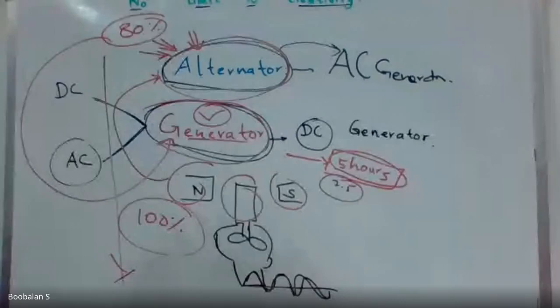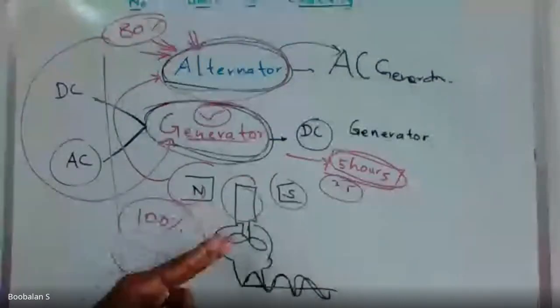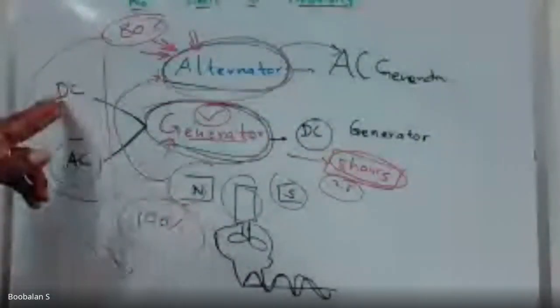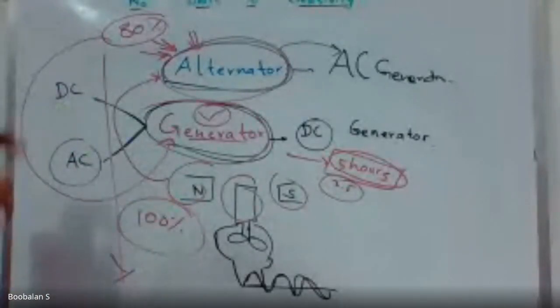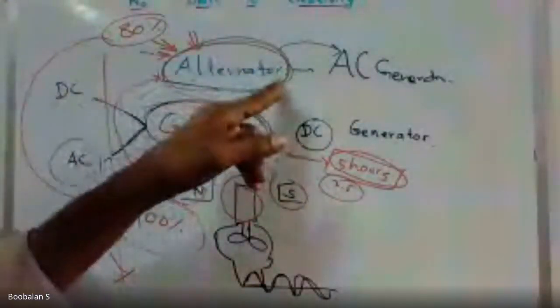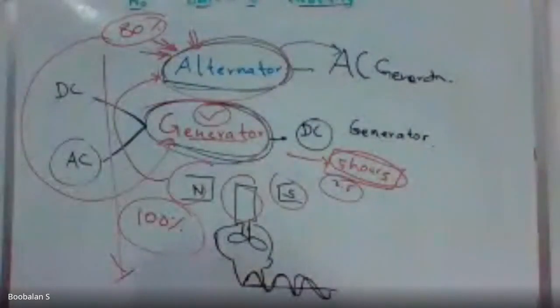As a generator, without a commutator segment, we are able to generate AC. With a commutator, through the carbon brush arrangement, we are able to generate DC, right? But in an alternator, we are only able to generate an AC source.